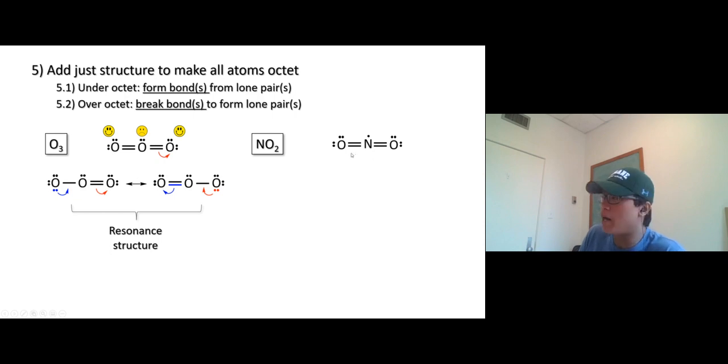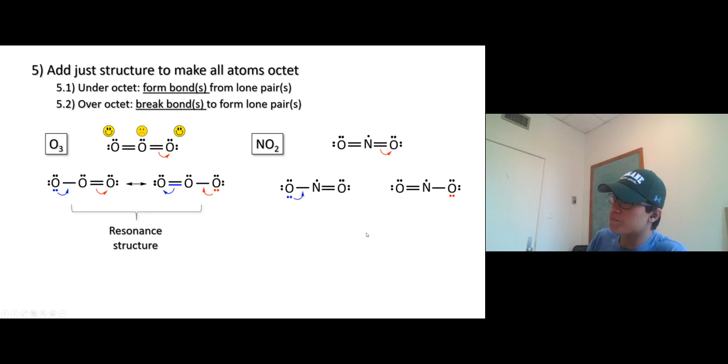But if you count the number of electrons, both oxygens are octet. 1, 2, 3, 4, 5, 6, 7, 8. 1, 2, 3, 4, 5, 6, 7, 8. So both oxygens are octet. Nitrogen though, 1, 2, 3, 4, 5, 6, 7, 8, 9 electrons. Nitrogen cannot hold 9 electrons, so you have to break a bond. On either side, pick one. On the left side, you get that. On the right side, you get that. And it looks like this blue electron can flow along the bond. So NO2 has 2 resonance structures as well.